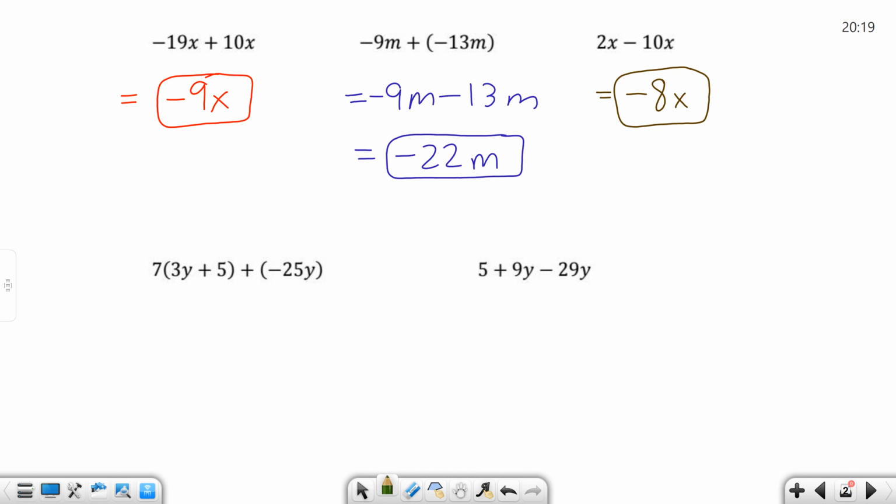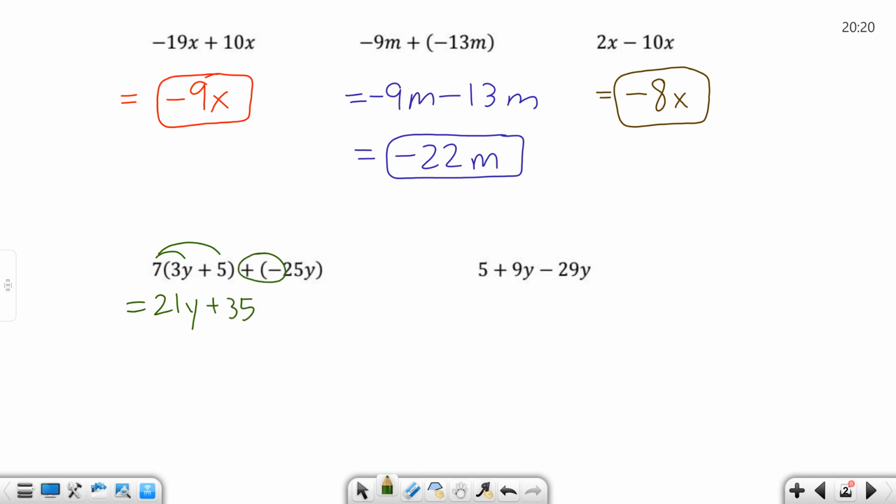And then we have 7 times (3y + 5) plus a negative 25y. So here, I'm not ready to combine them yet. I need to distribute the 7. And then talk about plus or minus, plus and negative. So 7 times 3y is 21y. 7 times plus 5 is plus 35.